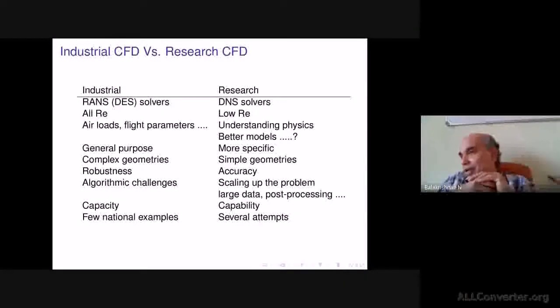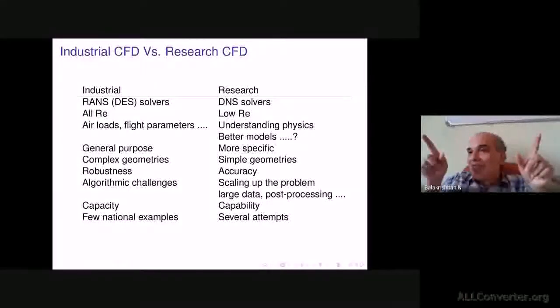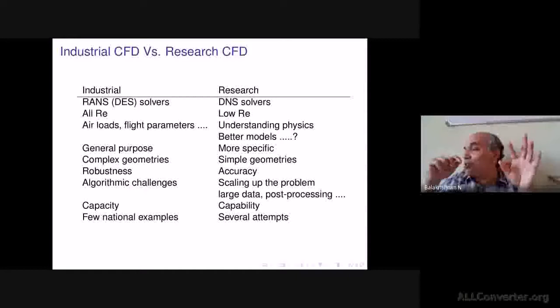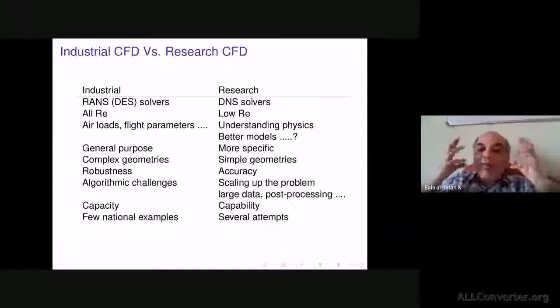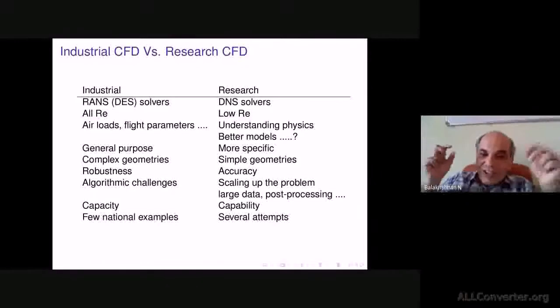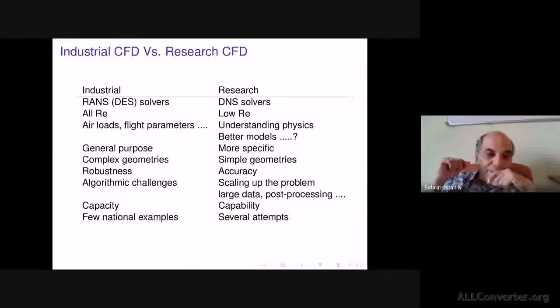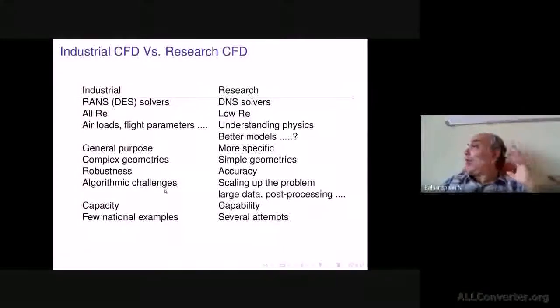Now the question anybody would ask is, is accuracy not important for the industrial calculations? It is important. Okay, but the requirement that would sit in the driver's seat is not accuracy, it is robustness. On the other hand, for the research tools, the one that would sit in the driver's seat is accuracy. Robustness is also important for the research tools. It's not that it's not important, but the primary requirement is robustness for the industry and accuracy for the research tools.